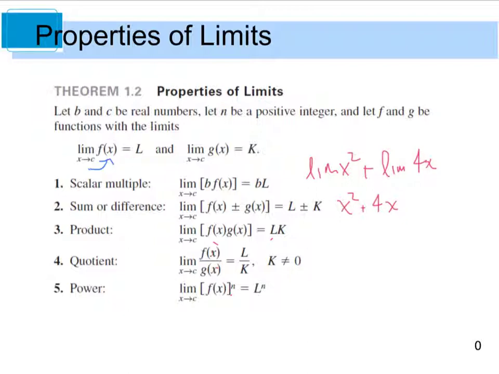Alright, if I'm taking 2 functions and adding them, like, okay, x squared plus 4x, all I can do is basically take the limits and add them together. It works for multiplication, it works for division, it works for powers. Basically, this whole thing sums up direct substitution. You're going to take the c value and plug it into x and simplify, unless you get zeros in the denominator. That's something we'll worry about in the next lesson.